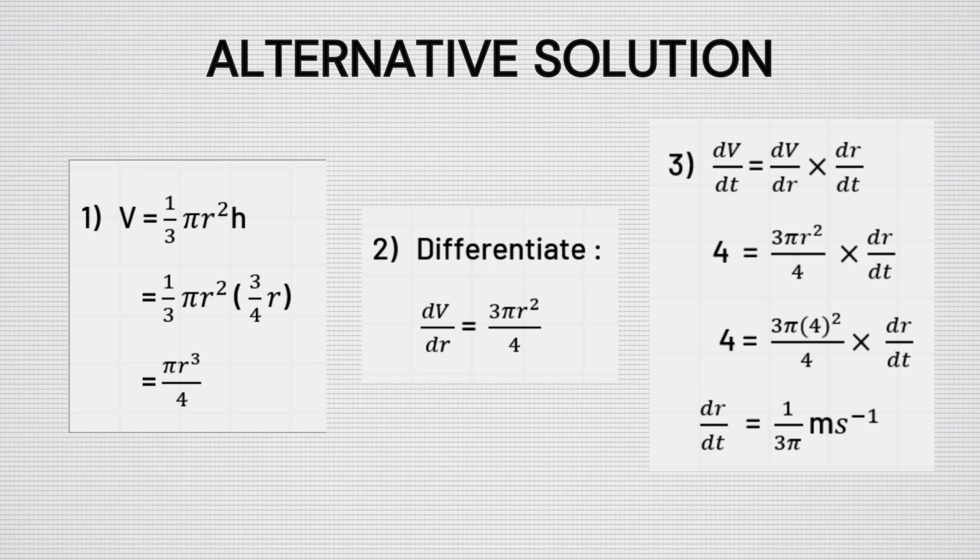So from here, we can substitute dV/dt equals 4 and dV/dr equals 3πr²/4. And from the information given, we can substitute r equals 4. And from here, we will get the last answer, which is dr/dt equals 1/(3π) meter per second.